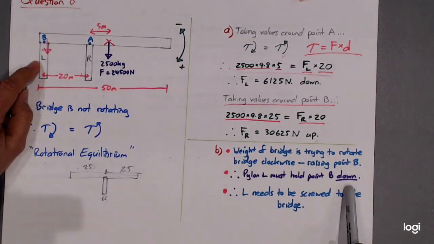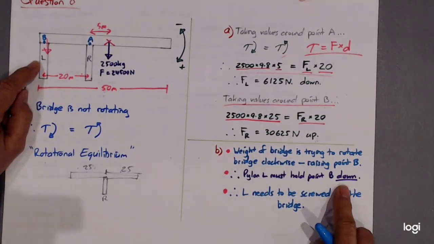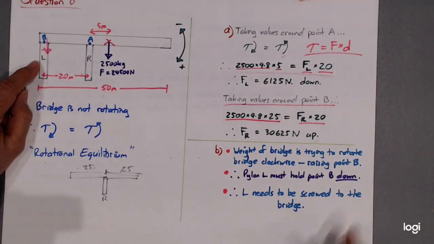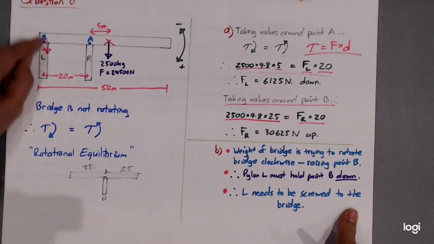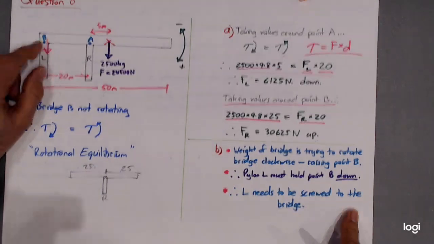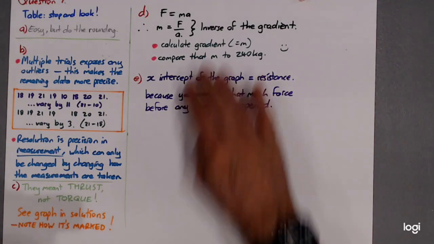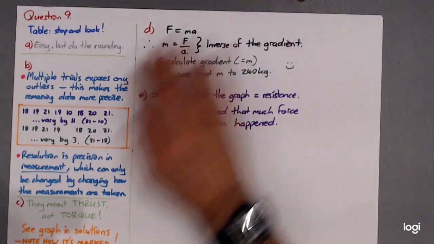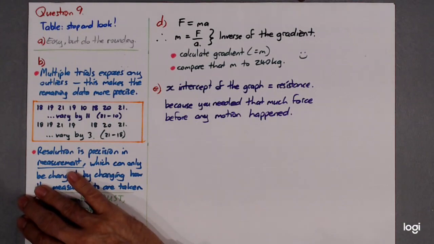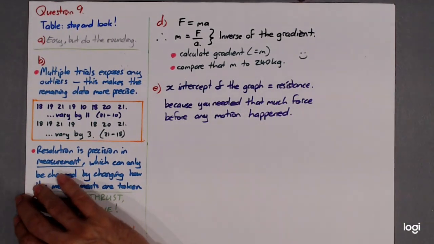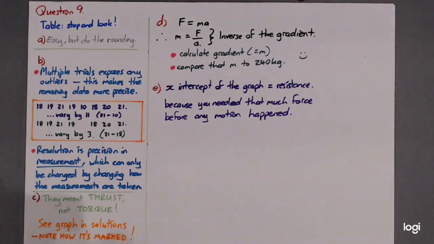Okay. Question 3. There was a misprint in this one. They're asking you to draw a graph. There's a bit of information to get through here, but they say on the axis provided below, plot an acceleration versus torque graph. That was supposed to be thrust. There's no torque in this question. There's nothing going around in circles. It was supposed to be thrust.